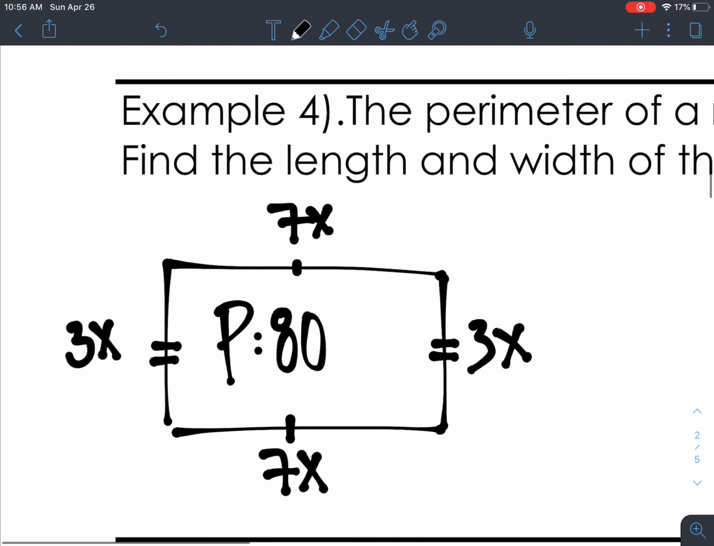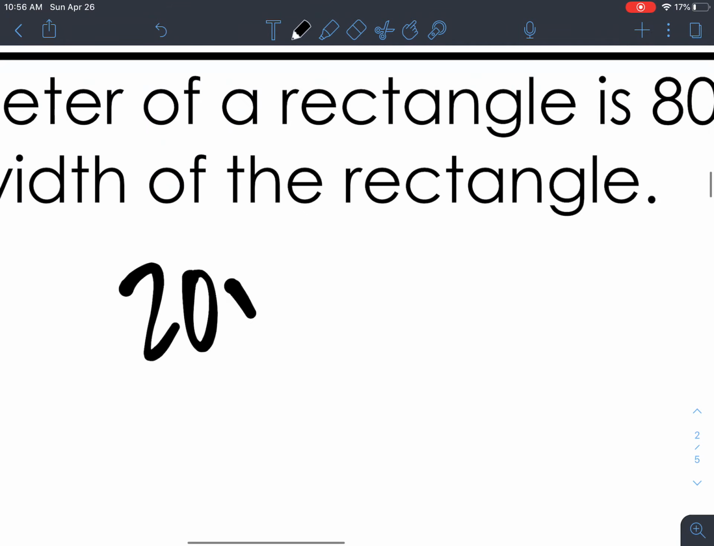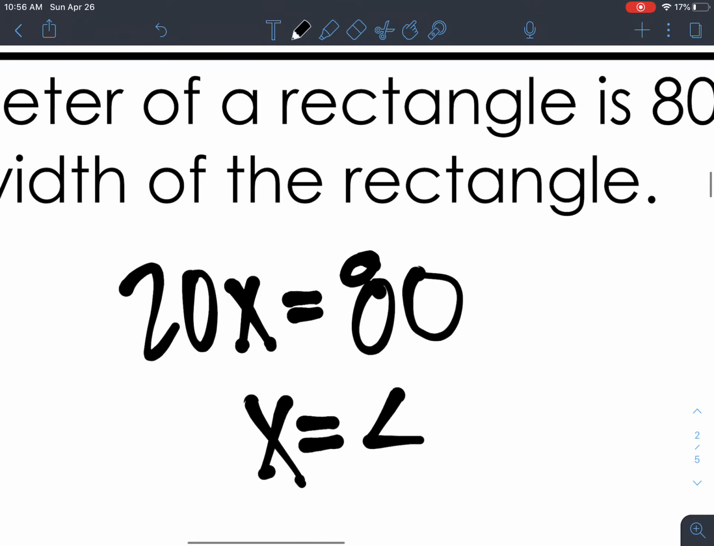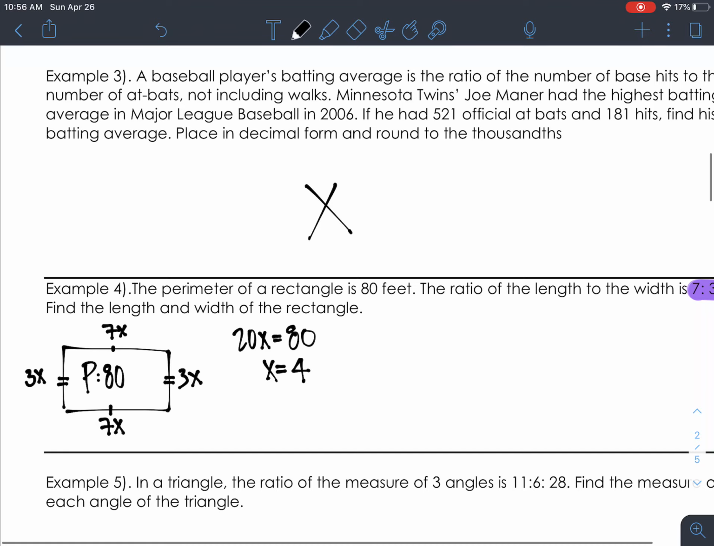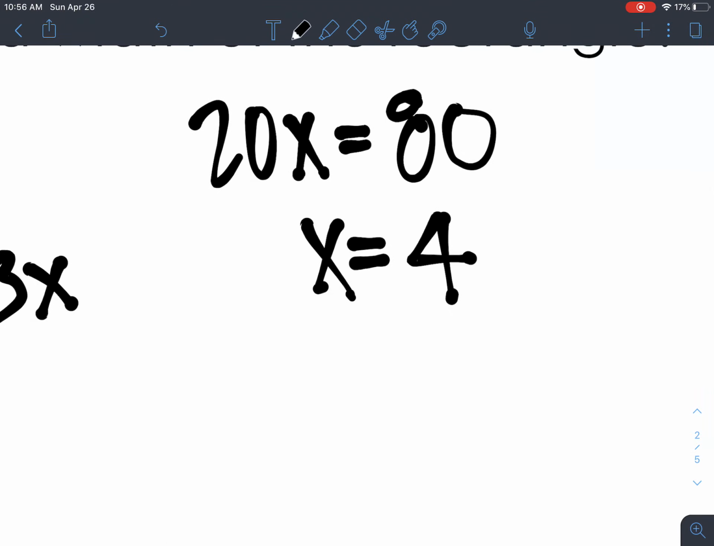So what I'm going to do is add up all 4 of these expressions now and set it equal to the 80, okay? Adding up 7x plus 3x plus 7x plus 3x, I'm going to get 20x is equal to 80, which means x is equal to 4. So what that x actually represents is the number that they divided out to reduce it to that fraction of 7 over 3.